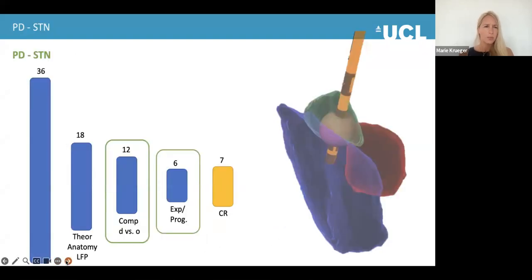So I'll start with the PD STN publications. There are 36 in total. 18 of them are more theoretical, looking at anatomical correlations and LFPs. There are 12 that are actually comparing directional versus omnidirectional, either settings or old omnidirectional electrodes with new directional electrodes. And there are 6 papers that report on the experience and on programming outcomes, basically.